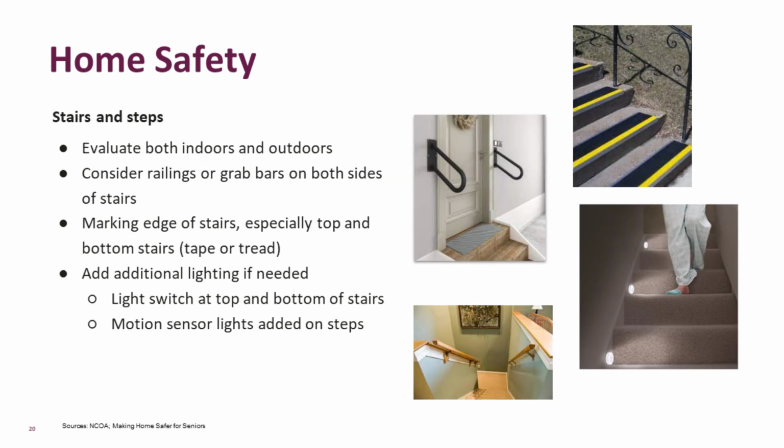We also want to be sure we're considering stairs and steps. We need to evaluate those both inside and outside. You could consider putting additional railings or grab bars. You can see in the photo that the staircase has a railing on both sides. That can be extra sturdy for that individual. Or a little grab bar by the garage door, because often there are a few steps up coming in and out of the garage. So having something to hold on to can be really helpful.